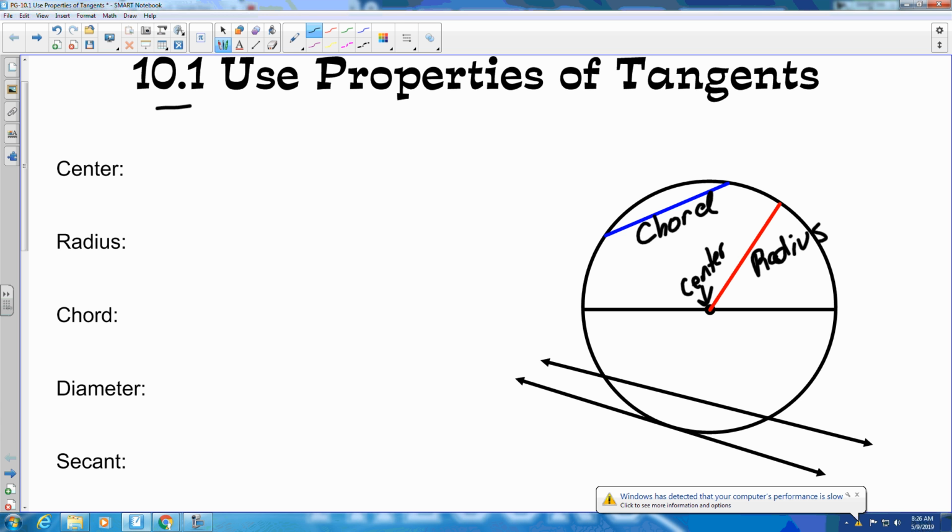A chord is any line segment where the endpoints are on the circle, and then there's the more specific chord, which is the diameter, which is right here. The diameter is also a chord because the endpoints are on the circle, but the reason this one gets a different name is it also crosses the center of our circle.